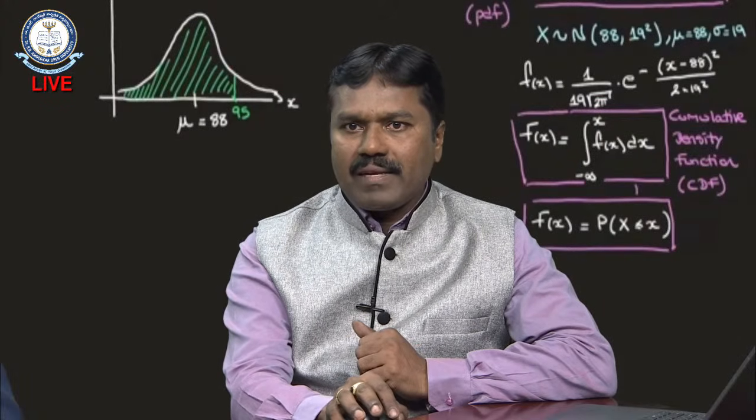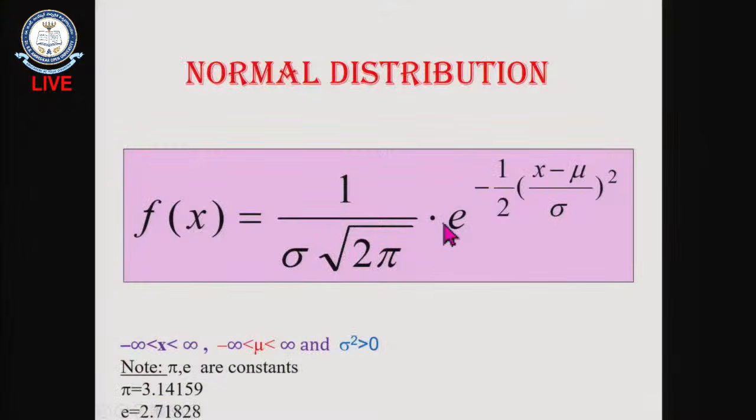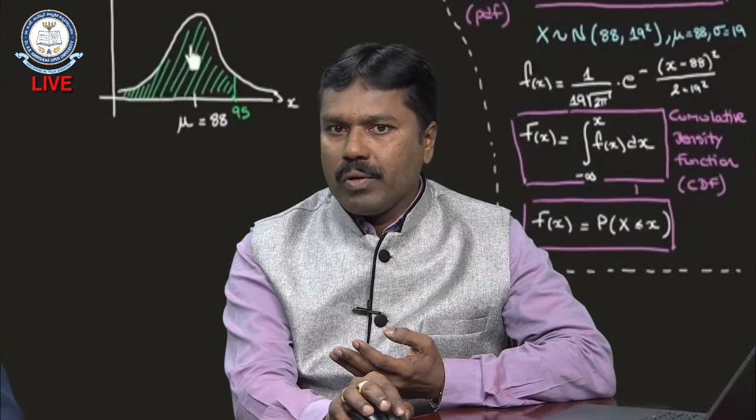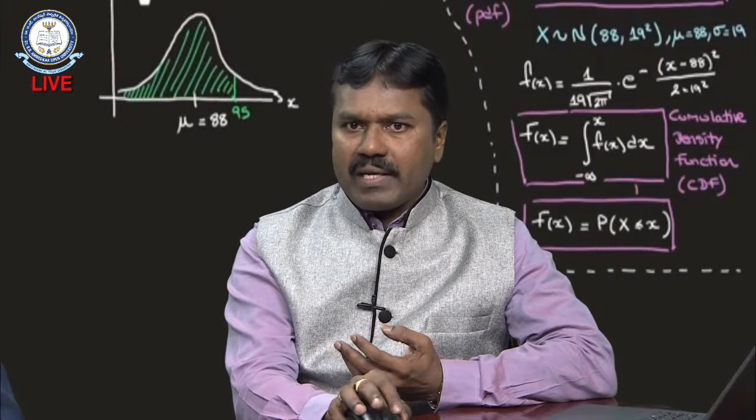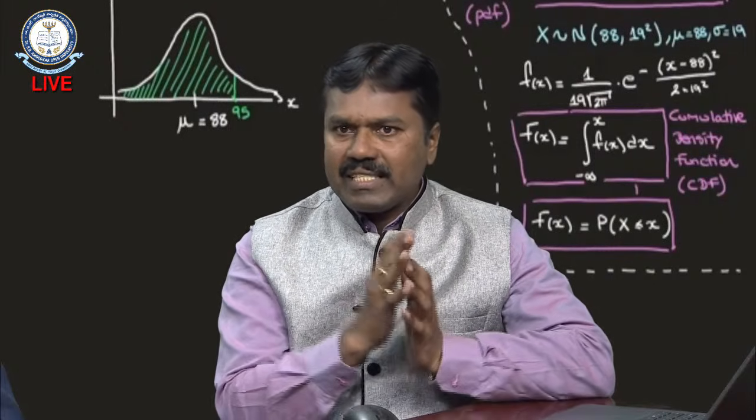One is pi, another one is e. These two are constants. We know that the pi value is equal to 3.14159. That is a mathematical constant. And the exponential value e is equal to 2.71828. Now, what I said earlier, this function is bell shaped.